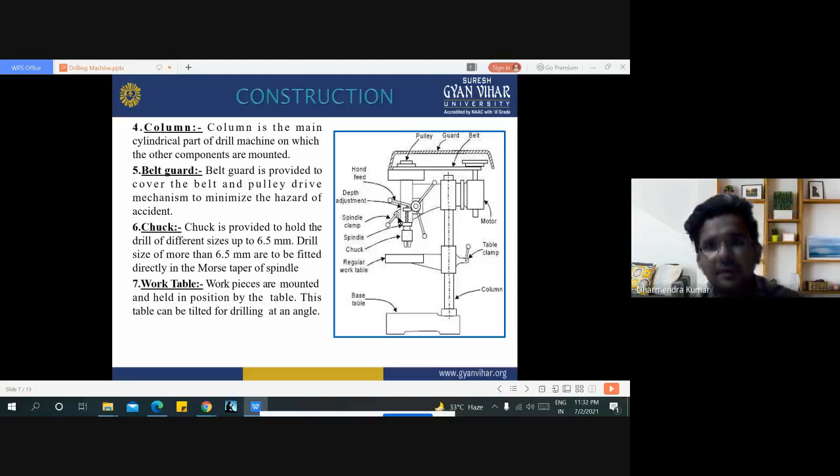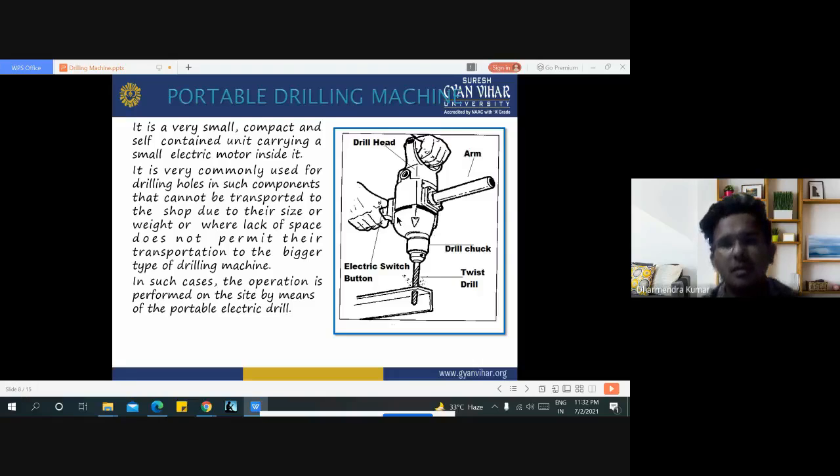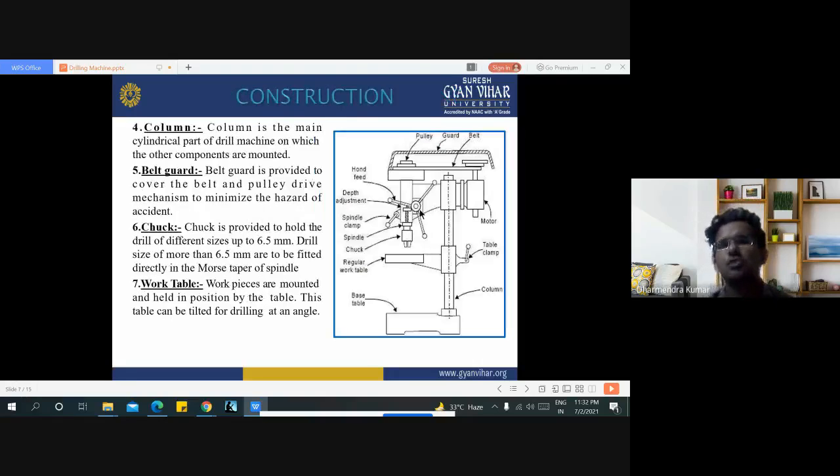Chuck is associated with the spindle, and the spindle is associated with the spindle clamp. Here the depth adjustment is associated, which we use for adjustment of the depth.